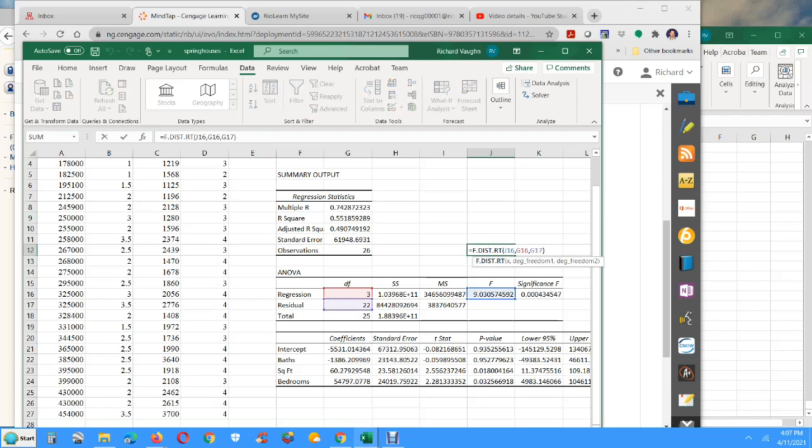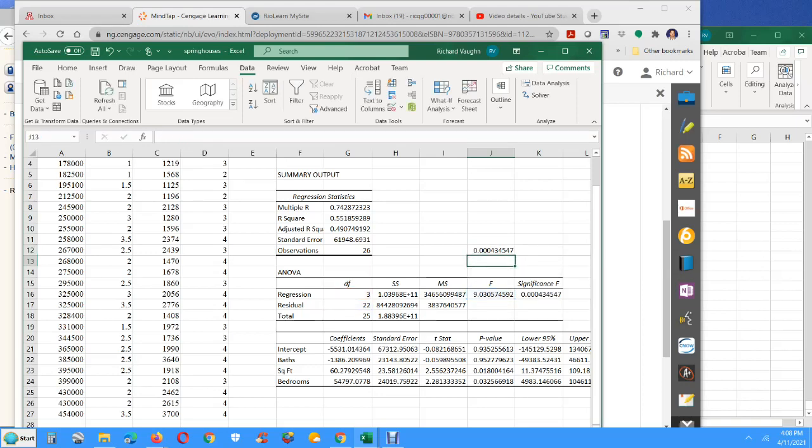So I'm going to use an F distribution right tail with the F value that we've already calculated, and then with the degrees of freedom that's over here. And that's going to give me the significance F, which is the p-value for the significance of that F statistic. All right, so that worked over here. I got that 0.0004, etc. And so now we're going to do this with our data set.